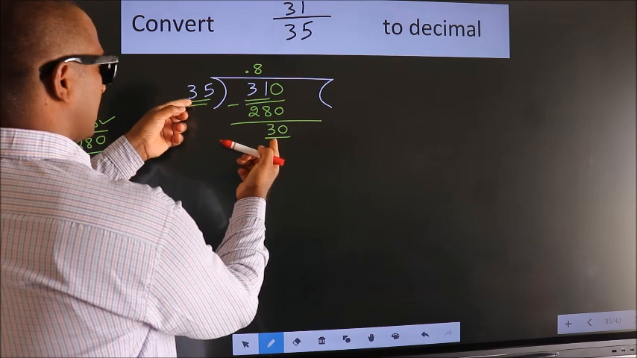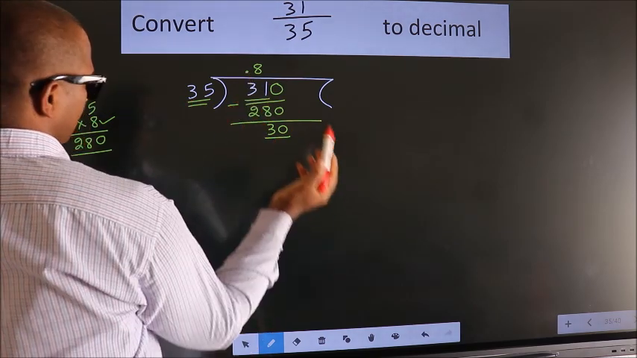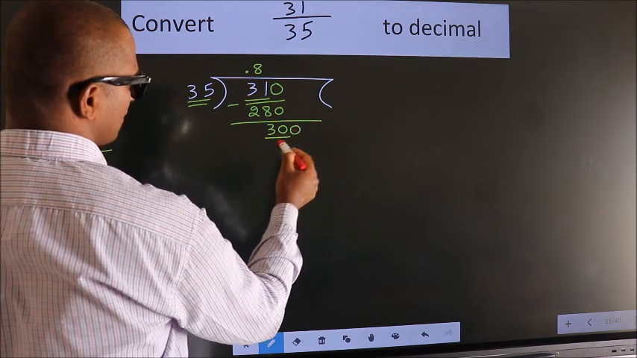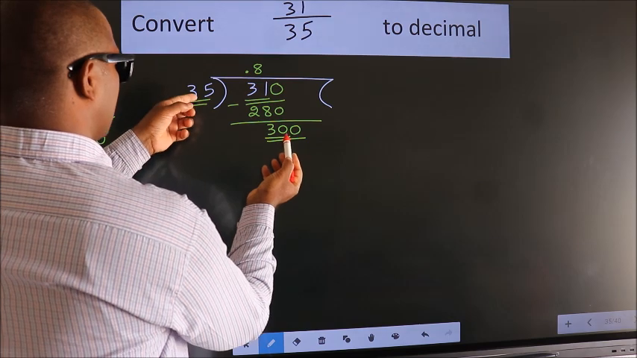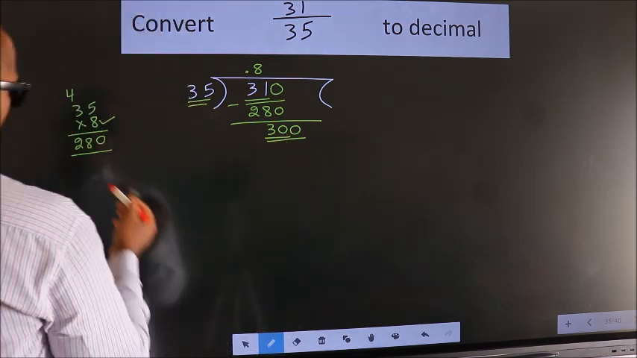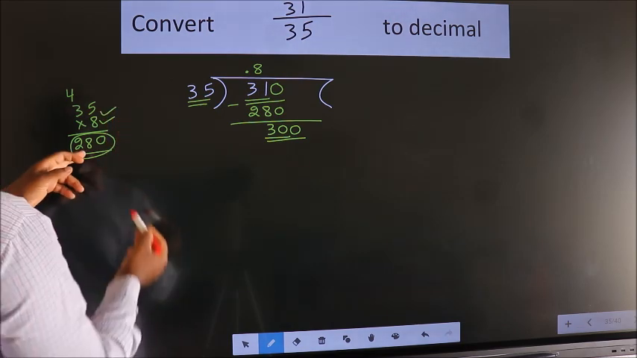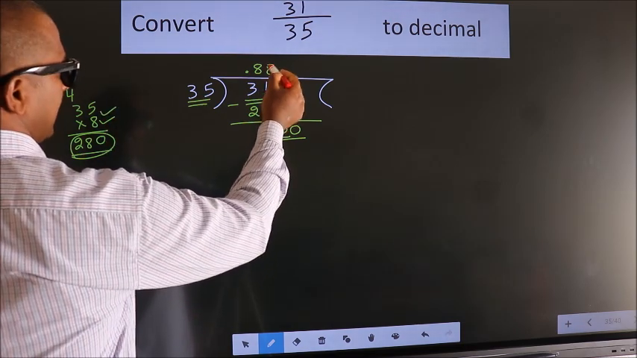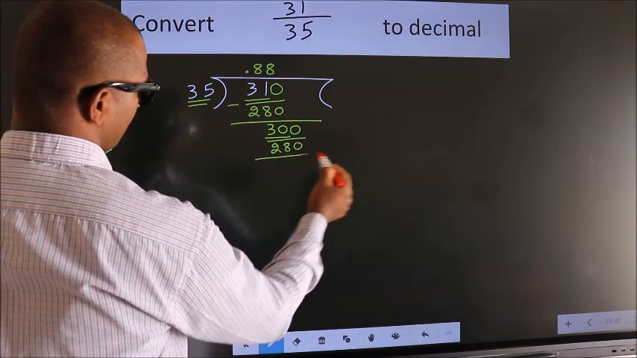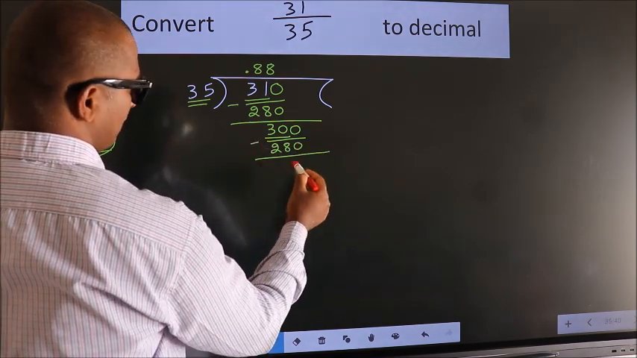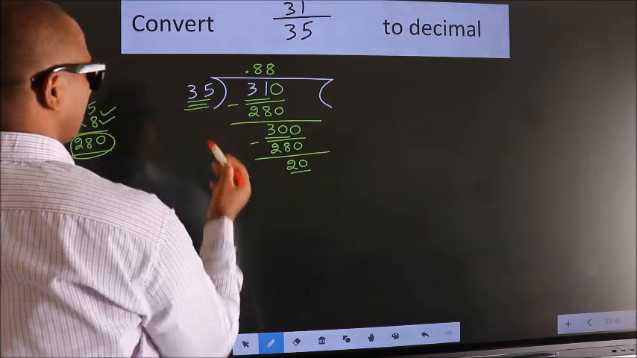30 is smaller than 35. And we already have the decimal, so we can directly take 0. So 300. A number close to 300 in the 35 table is this one, 280. So we should take 8 again. So 35 8 times, 280. Now we subtract, we get 20. Here we have 20, here 35.